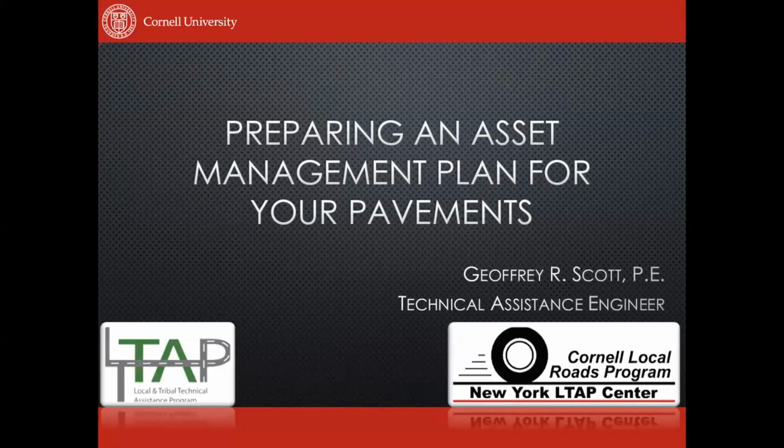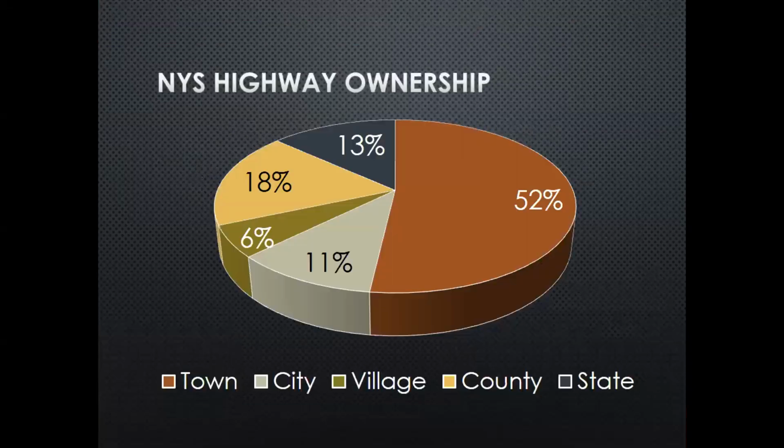So again, preparing an asset management plan for your pavements. So why do we care? Well, in New York State, basically 52% of the highways are locally owned. Having a good plan is pretty important. You can see here the cities have about 11%, villages 6%, counties 18%, and then the state really only has 13% of the roads. So a lot of the road network within our state are on the local roads.